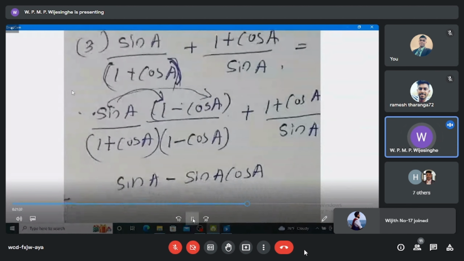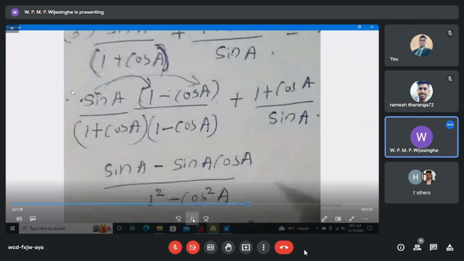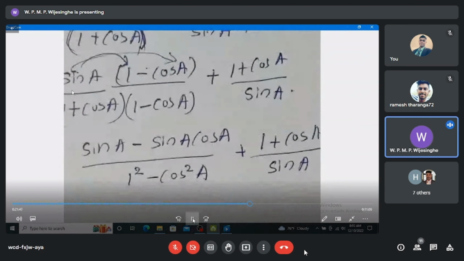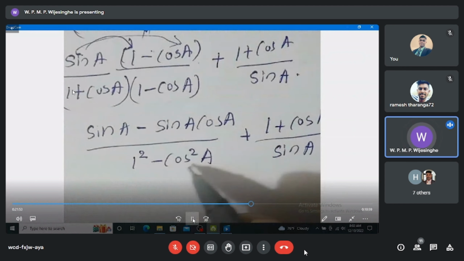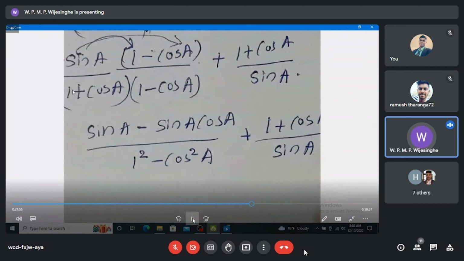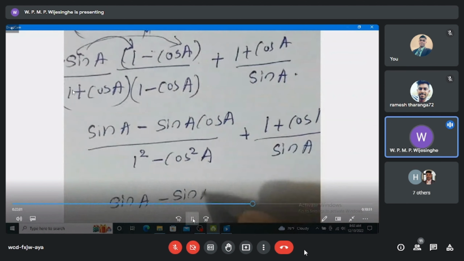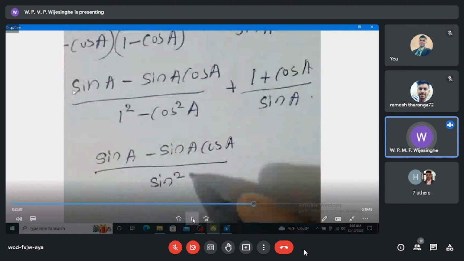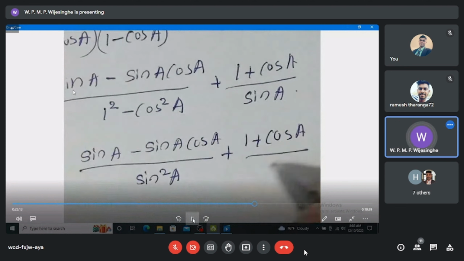Right? Bringing it down, here it is 1 square minus cos square A plus 1 plus cos A divided by sin A. Right? Then here 1 minus cos square A is equal to sin square A. Sin A minus sin A cos A. It is sin square A plus 1 plus cos A divided by sin A.